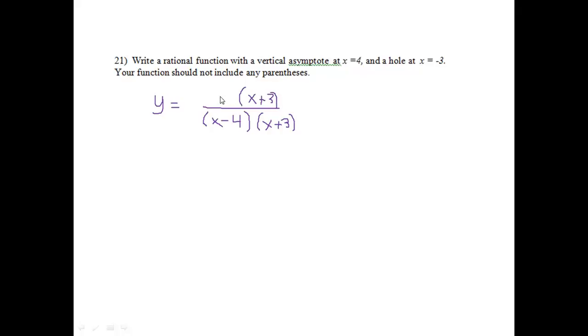Okay, so now, if you want to add anything else to the function, you certainly could. If I wanted to add a 5 or 2, whatever. And then it says your function should not include any parentheses, so now I'm just going to multiply things out to make sure that there are no parentheses.